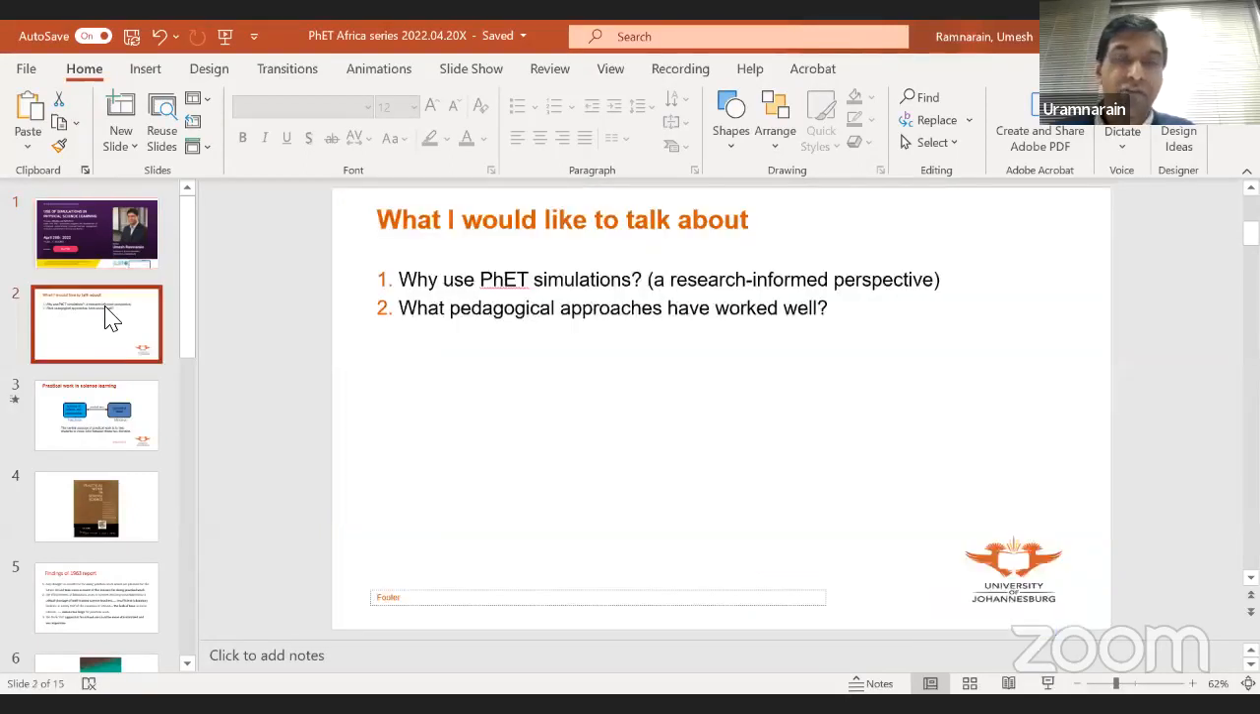I will zoom in on two questions. Firstly, why PhET simulations, looking at it from a research-informed perspective. And secondly, what pedagogical approaches have worked in the studies which I have conducted.